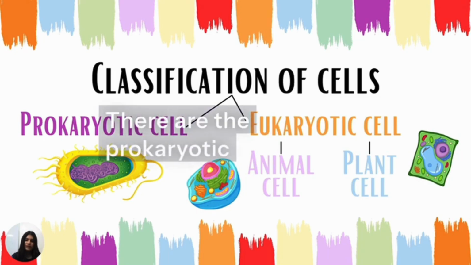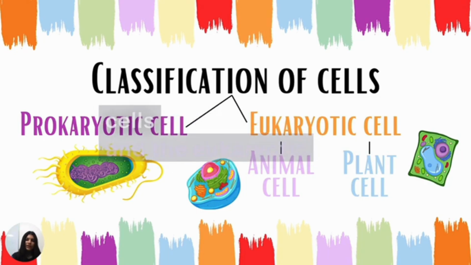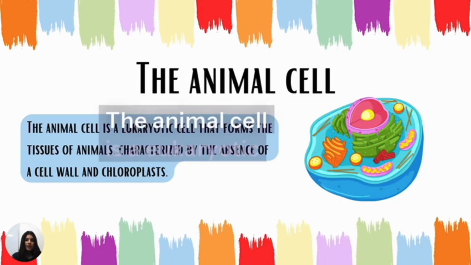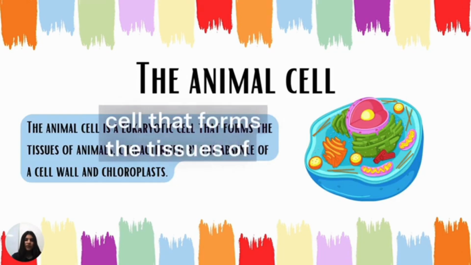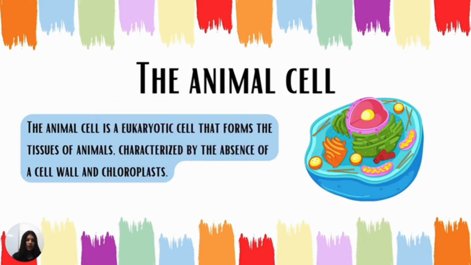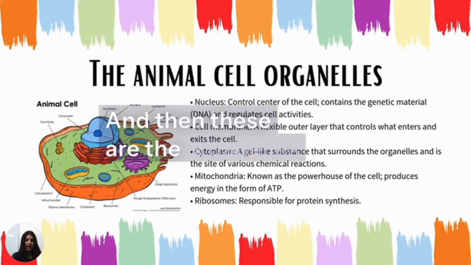There are the prokaryotic cells and the eukaryotic cells, and the eukaryotic cells are divided into animal cells and plant cells. The animal cell is a eukaryotic cell that forms the tissues of animals, characterized by the absence of a cell wall and chloroplast. And then these are the organelles that the animal cell has.